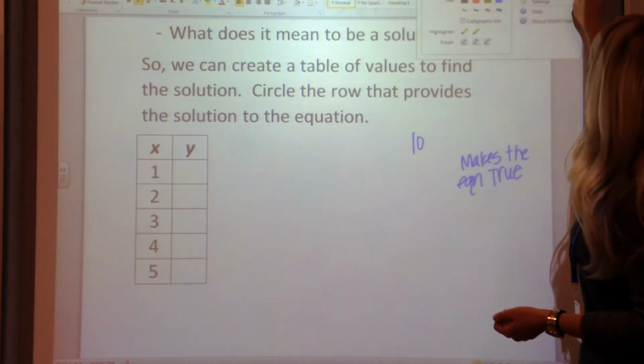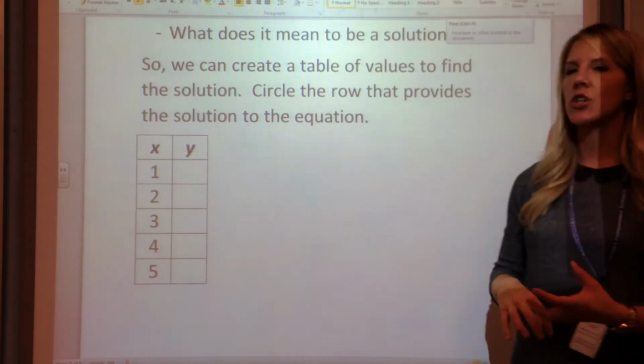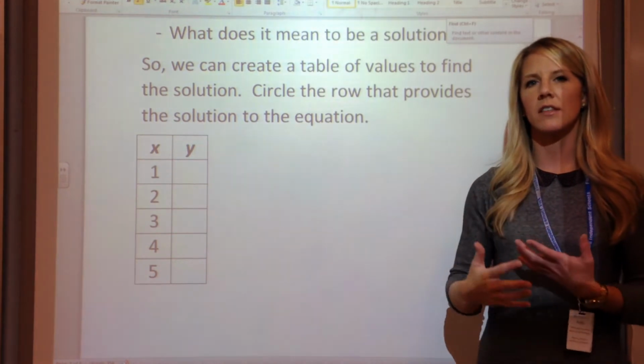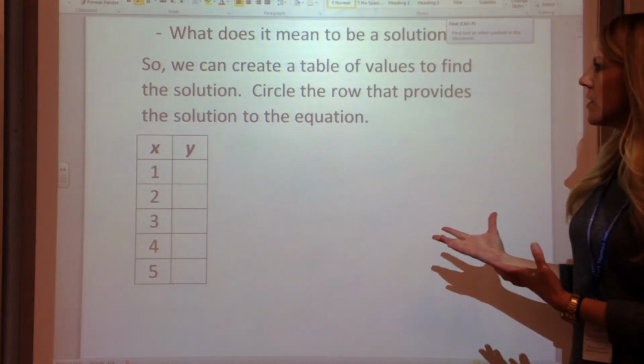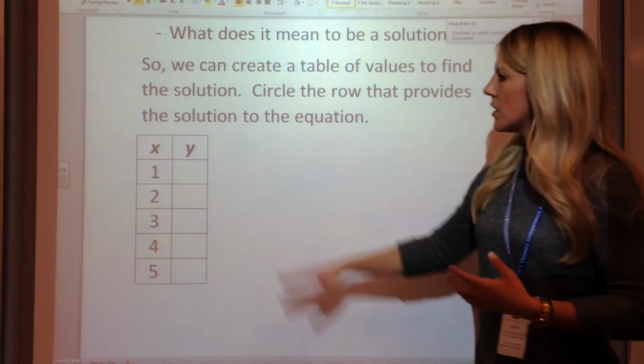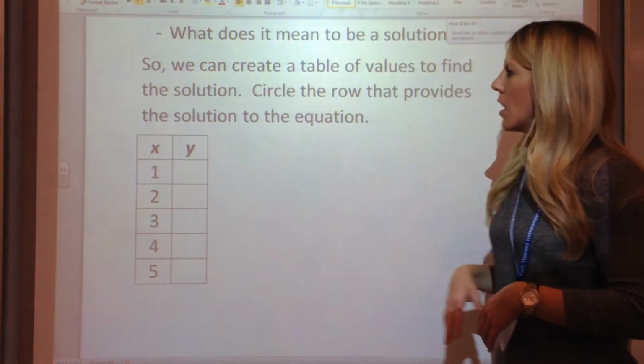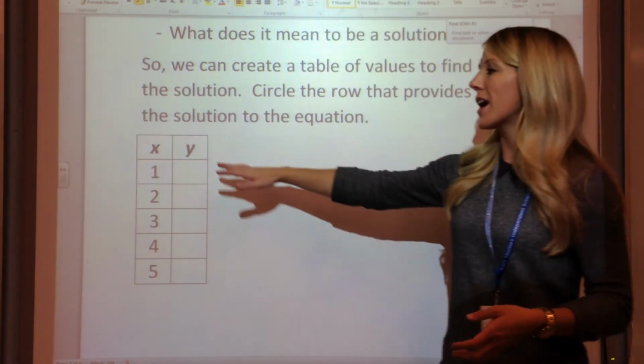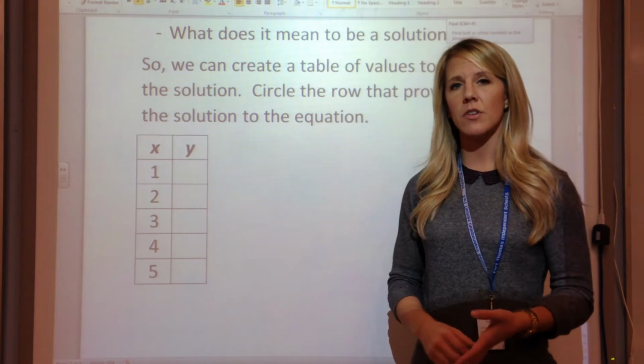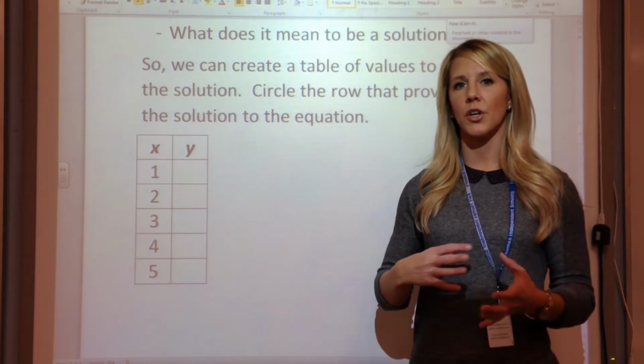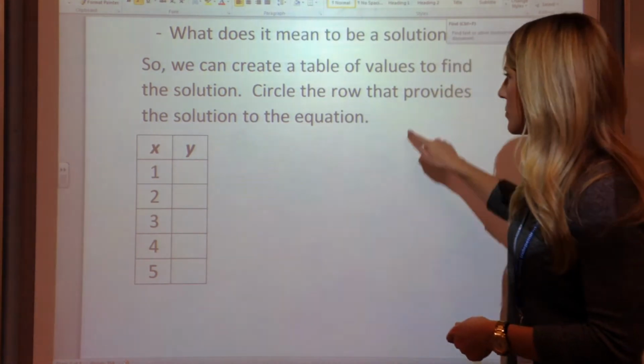So we can create a table of values. It's kind of a trial and error. We're going to start plugging in numbers for x and see what works. So with this situation, I said, okay, let's just look at those positive numbers to get us started. Now these may or may not give us what we want, but it's a starting point, and we'll predict where to go once we plug in some numbers and see what happens.